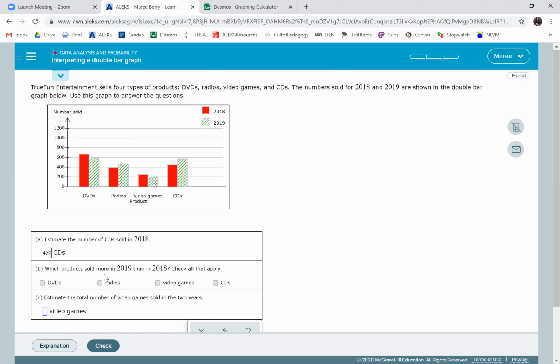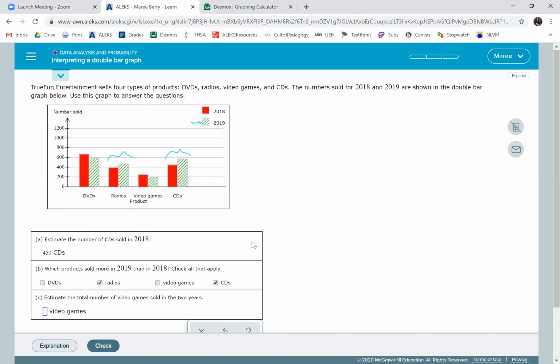Which products sold more in 2019 than in 2018? This is the one where I'm going to look for the higher stripy ones. We want more there. So this one's higher here, so CDs, and then radios. So we're going to put down radios and CDs.